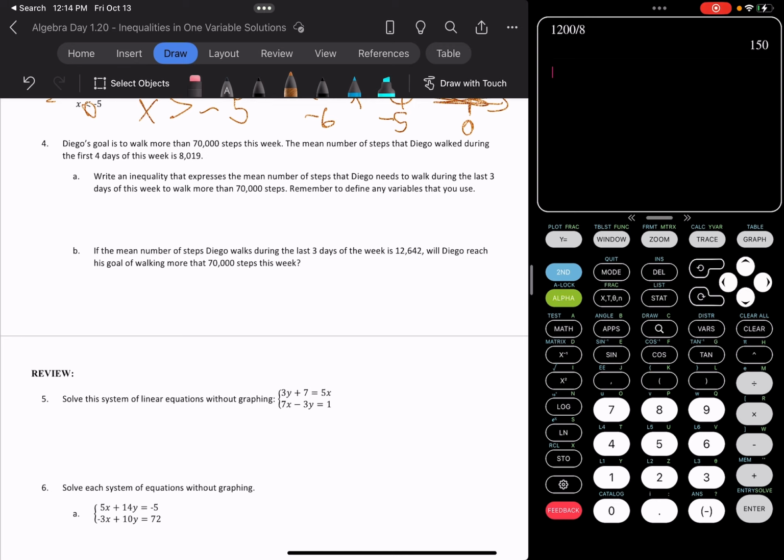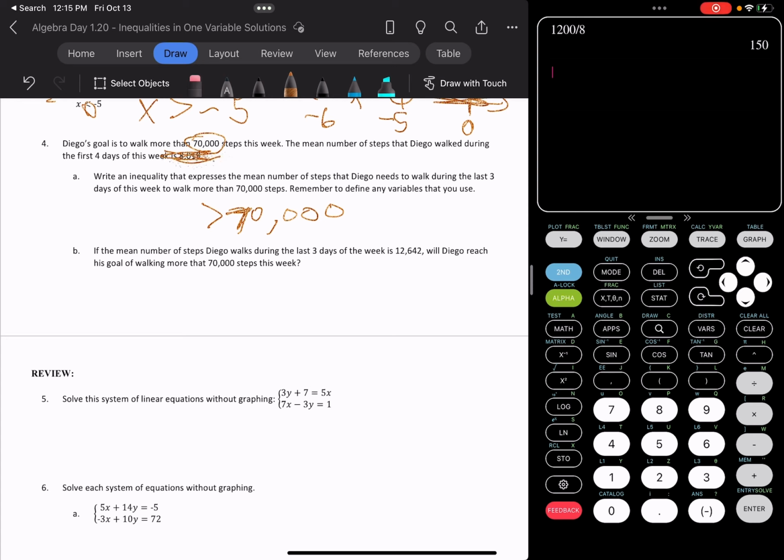So for this one, his goal is to walk more than 70,000 steps. So that's going to be greater than, because he could walk 80,000, that would be great. He wants to walk more than 70,000.